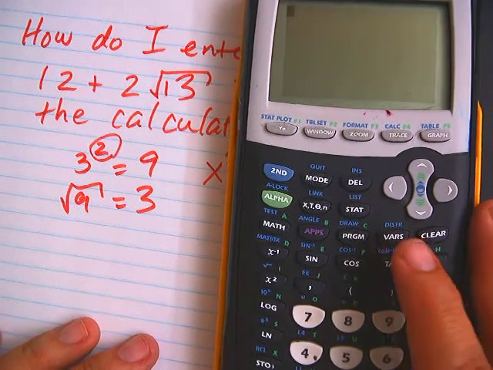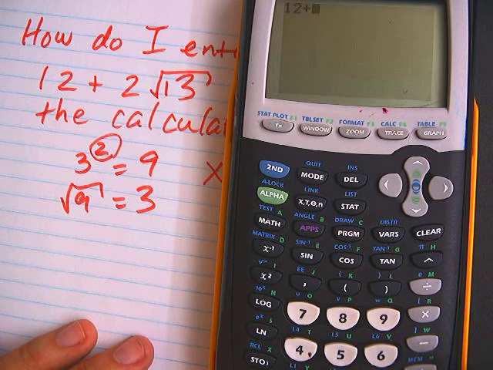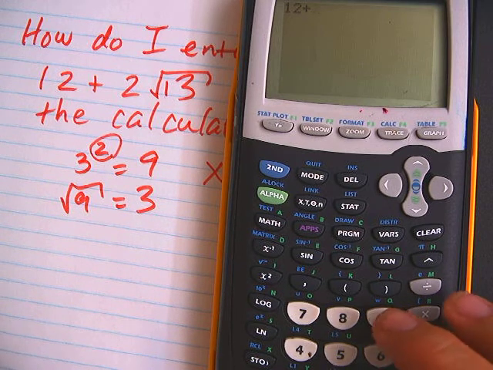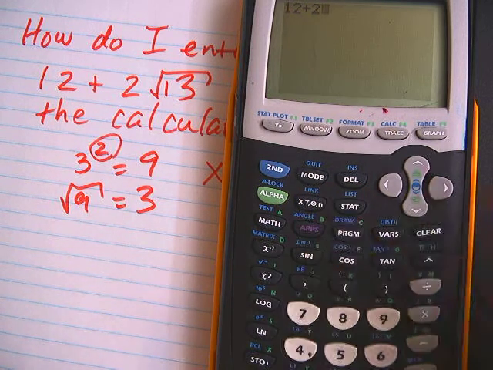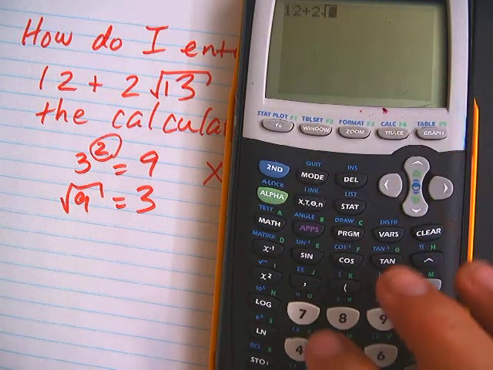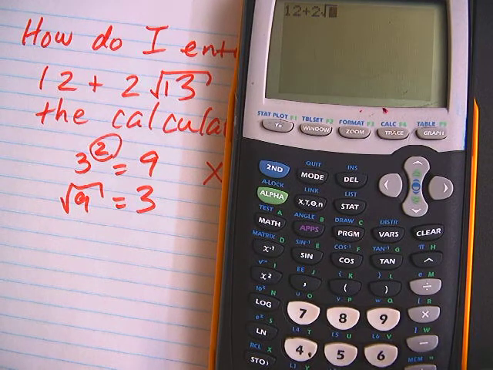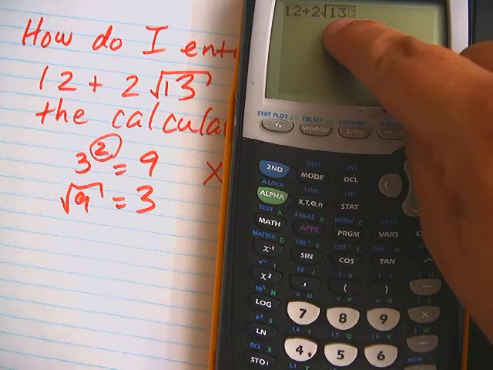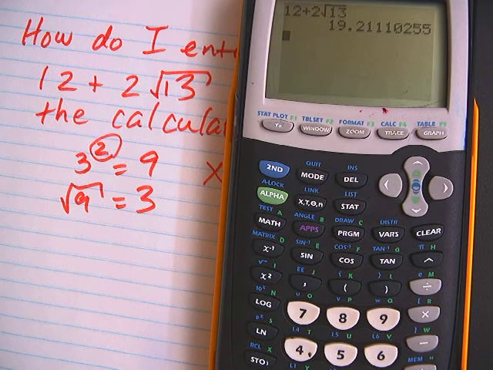I will go 12 plus, and then 2. Now the cool thing is, if you're using a simpler calculator, you'll have to say times. But this calculator understands that if you have a 2 in front of a square root of 13, and that's how I got the square root. I hit second and x squared. And then I can put the 13 in there. So this calculator understands that if it's 2 in front of square root of 13, that it is this. So I hit enter, and that is my answer.